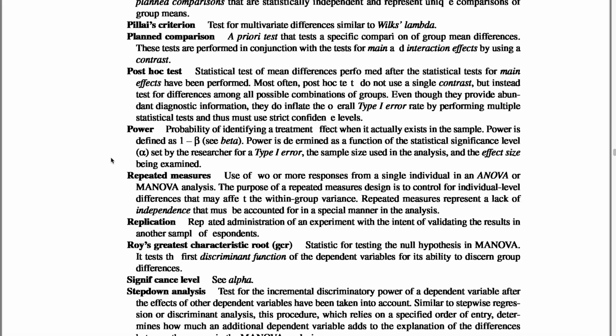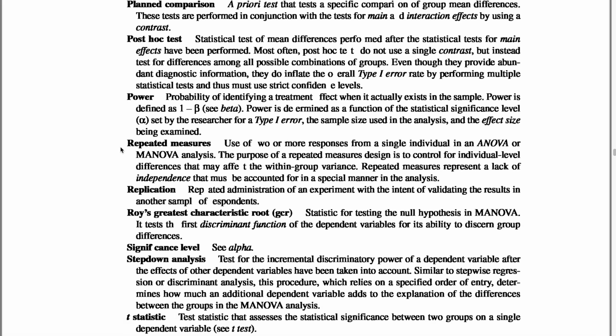Power: probability of identifying a treatment effect when it actually exists in the sample. Power is defined as 1 minus beta. Power is determined as a function of the statistical significance level alpha set by the researcher for the Type I error, the sample size used in the analysis, and the effect size being examined.